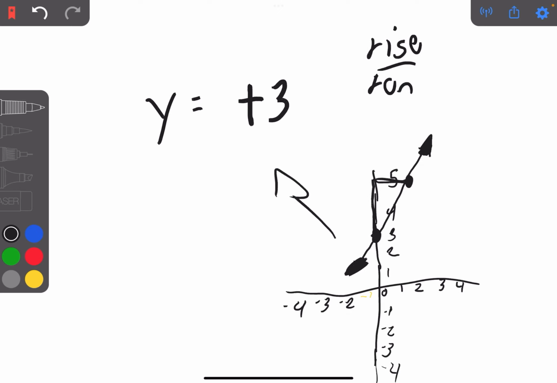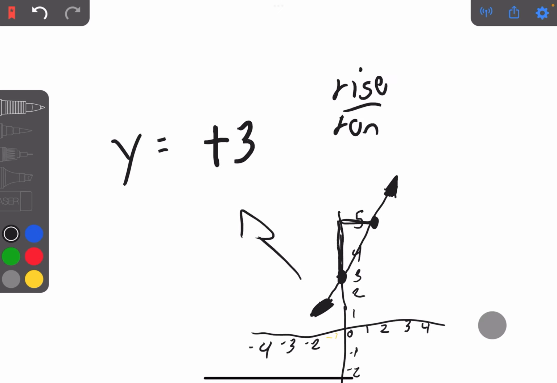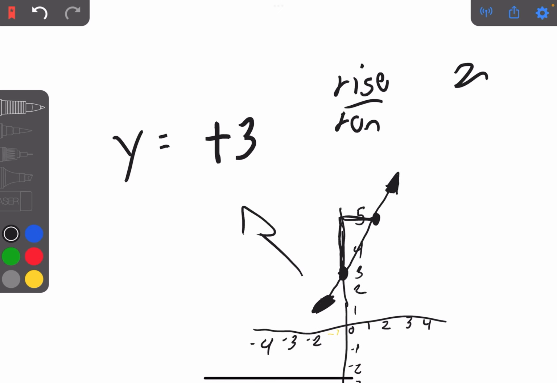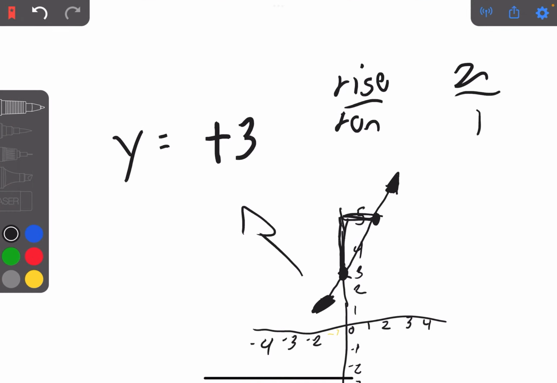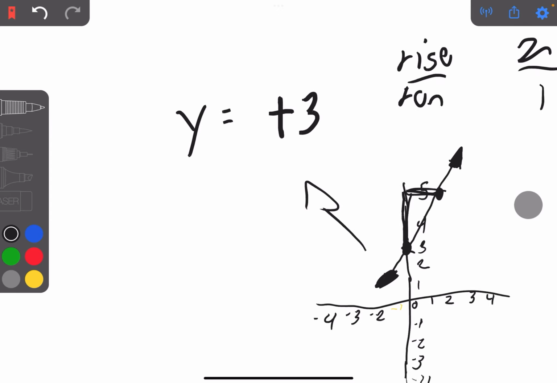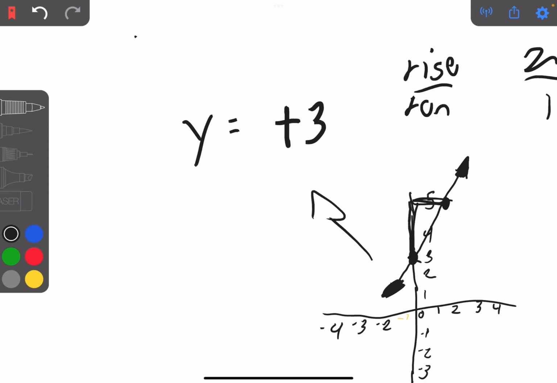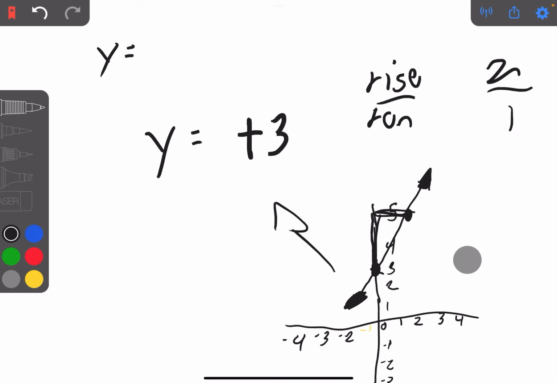So this is rise over run. How many spaces did we go up? We went up 2 spaces, so our rise is 2. And then we ran 1 space to the right. So you can tell that our rise over run is 2 over 1. So how we'd write that is we put y equals, well, we put 2 over 1, which is 2. Then we add our x plus 3.